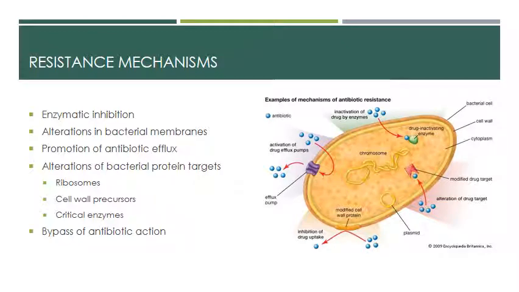So enzymatic inhibition: the organism produces some enzyme that is able to neutralize the antibiotic that we're using directed against it. Classic example of that are the beta-lactamases. The beta-lactamases work against the beta-lactam ring in any antibiotic that has a beta-lactam ring, and there are many. By cleaving that ring, the antibiotic becomes useless.